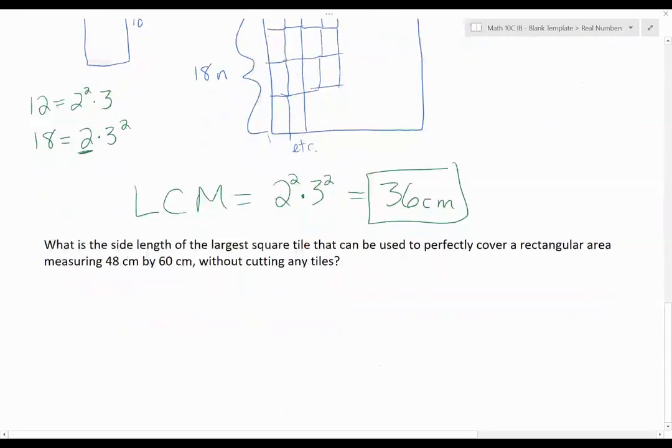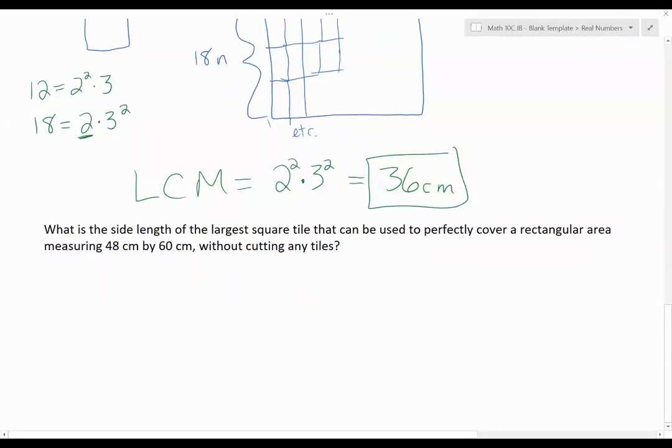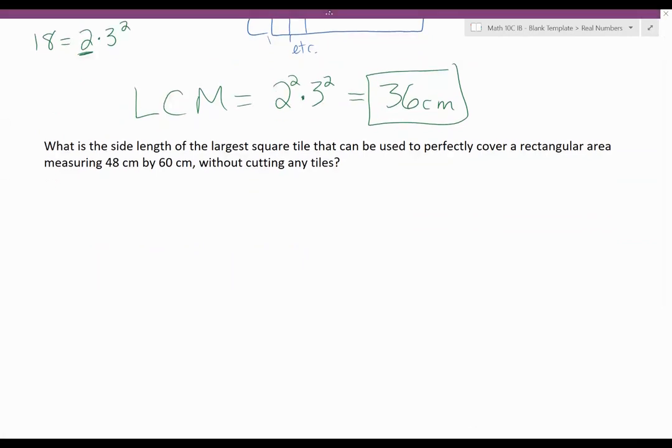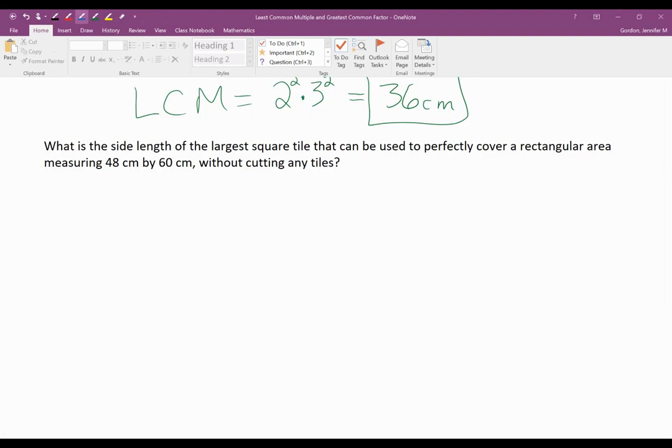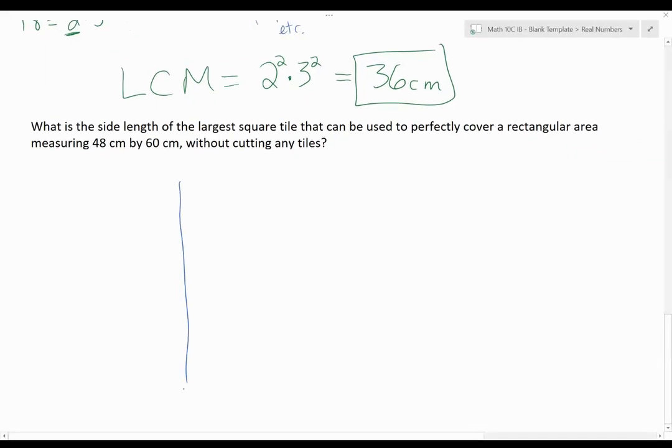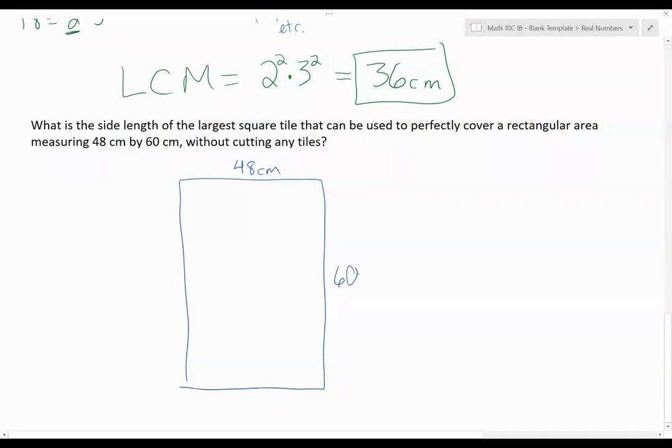A similar related problem, but slightly different. What is the side length of the largest square tile? So this time I'm saying I have square tiles and I want to cover a rectangular area. This time I know the area I want to cover. I have 48 centimeters by 60 centimeters. And I want to cover this perfectly with square tiles.